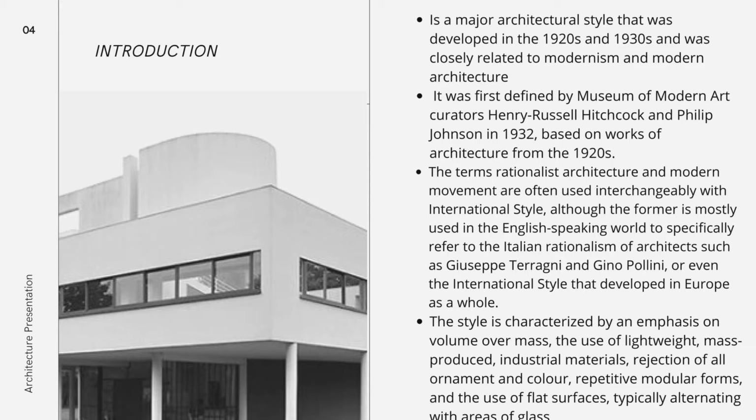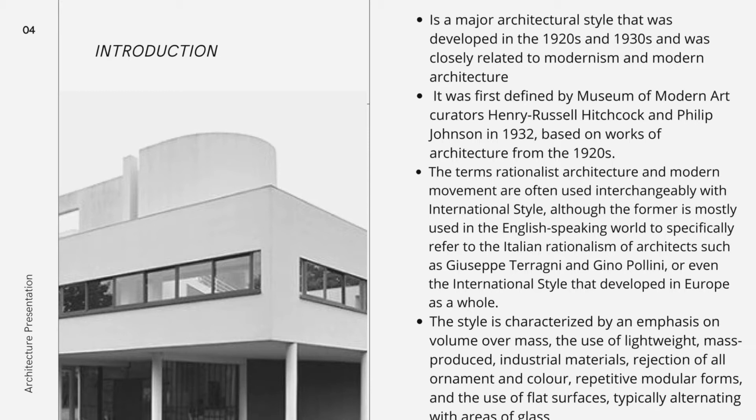It was first defined by Museum of Modern Art curators Henry Russell Hitchcock and Philip Johnson in 1932 based on works of architecture from the 1920s. The terms rationalist architecture and modern movement are often used interchangeably with international style, although the former is mostly used in the English-speaking world to specifically refer to the Italian rationalism of architects such as Giuseppe Terragni and Gino Pollini, or even the international style that developed in Europe as a whole.